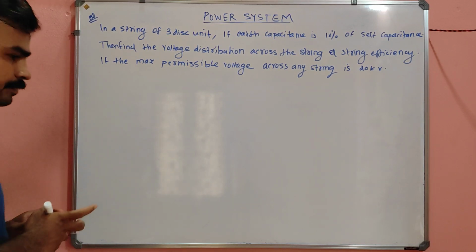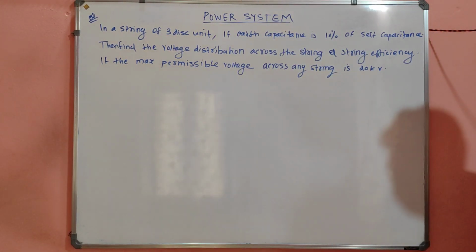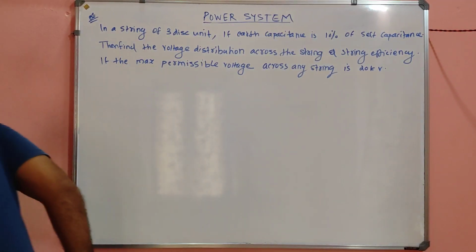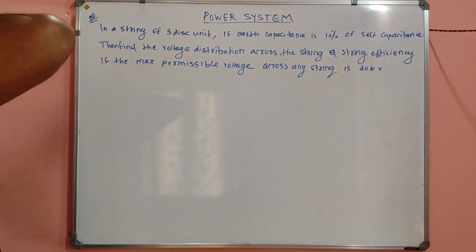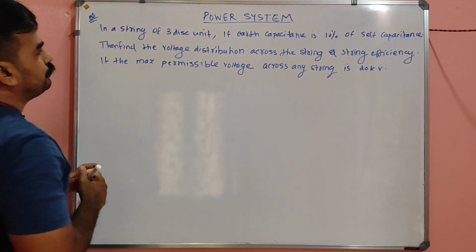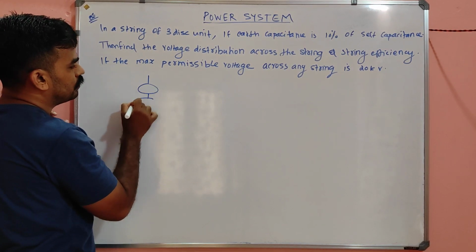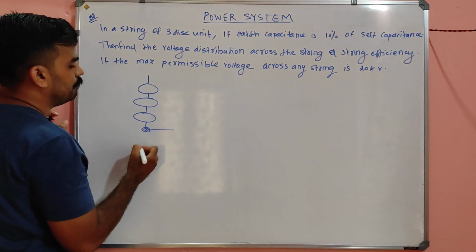This is the question, my dear. Read the question carefully. This type of question you may expect in your examination. So in a string of 3 disc units, 1, 2, 3, here will be the conductor.